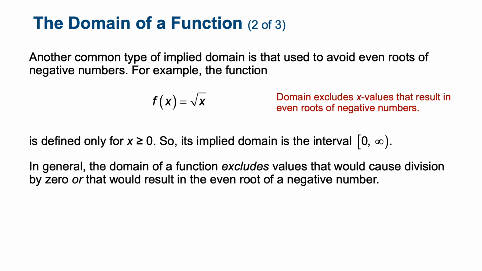So the square root of x is defined only for x greater than or equal to 0. The domain is 0, with a bracket because we include 0, all the way to positive infinity, with an open parenthesis. We never include infinity because that contradicts the concept of infinity, so we always use an open parenthesis for infinity or negative infinity. In general, the domain of a function excludes values that will cause division by 0 or result in the even root of a negative number.